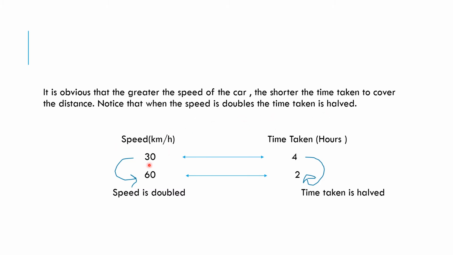Now have a look at the speed, from 30 to 60. It has been doubled. The speed is doubled over here. And the time taken is from 4 to 2 hours. So the time taken has been halved. As the speed gets doubled, the time taken to complete that journey has been halved.